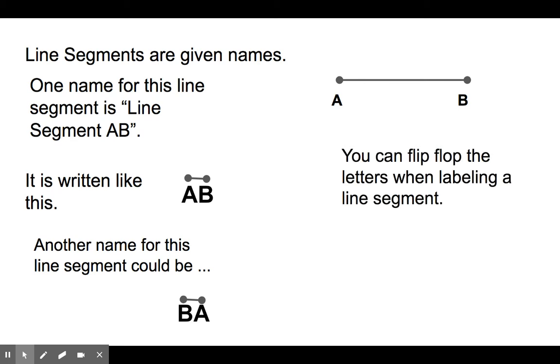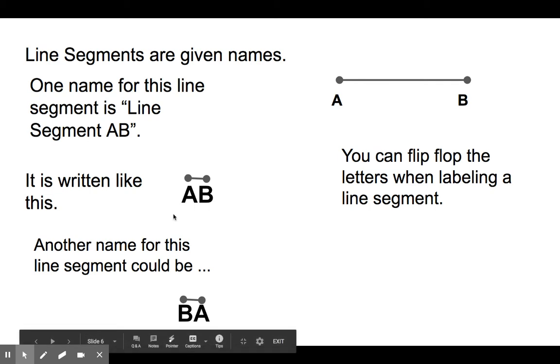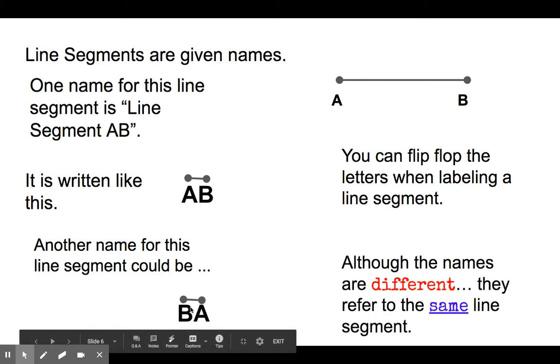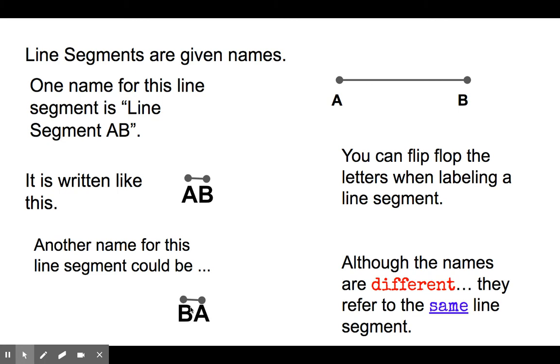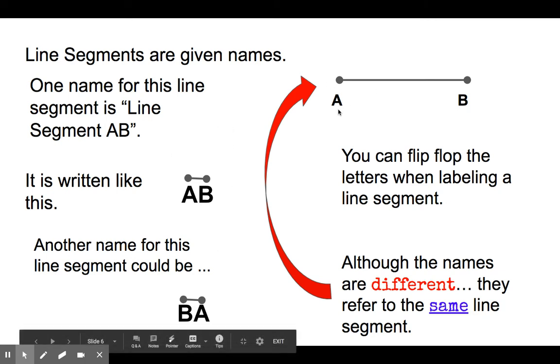Now, you can flip-flop the letters when labeling line segments like I did here. First, I named it AB, and then I named it BA. Although the names are different, they refer to the same line segment, which is that line segment right above. So this line segment on top can be line segment AB or BA.